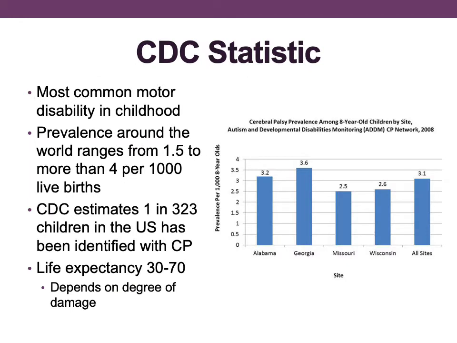The CDC statistics say that this is the most common motor disability in childhood. The prevalence is high. Around the world, it ranges from 1.5 to more than 4 per 1,000 live births. The CDC estimates that 1 in 323 children in the United States has been identified with cerebral palsy. The life expectancy, depending on the severity of the condition, can be a normal lifespan or only to the age of 30. It also depends on the degree of damage that was done.